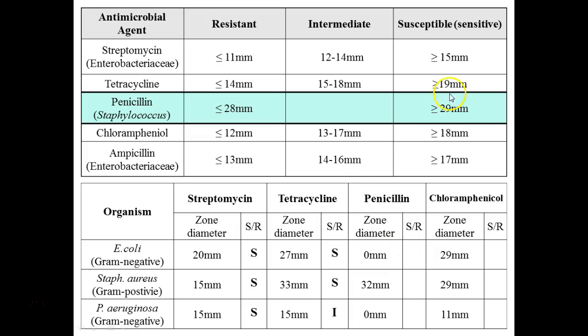For penicillin, it's got to be 29 or greater. Notice E. coli is resistant because it's a gram-negative. Staph is sensitive, and the Pseudomonas is also resistant because it's a gram-negative. Can't get past that outer membrane. For chloramphenicol, it's got to be 18 or greater. So E. coli and Staph were sensitive, but in this case, Pseudomonas was resistant. In fact, it was only sensitive to the streptomycin and intermediate for the tetracycline.